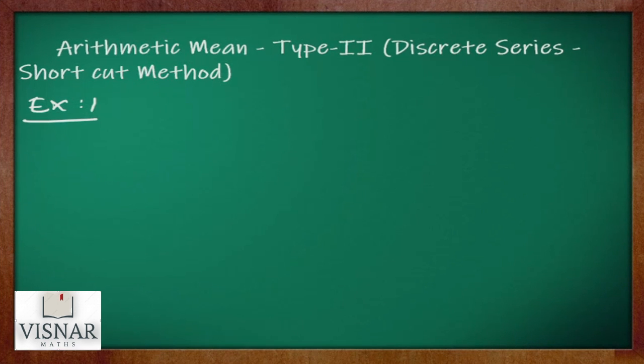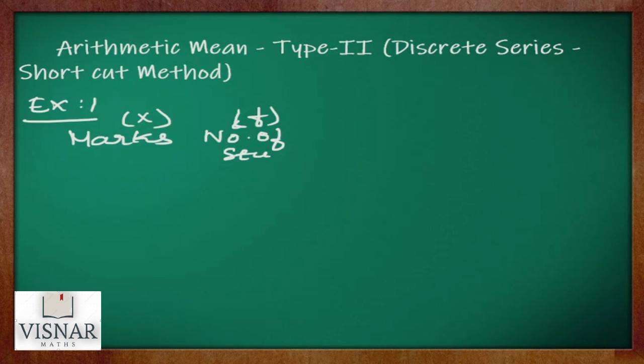Example 1. Here marks is given, and in the second column number of students is given. So this is called the f value, and the marks column is called the x values, right? So here 40, 50, 54, 60, 68, 80. So these are the six values given.